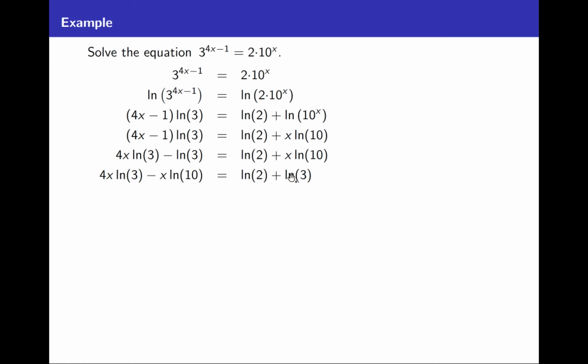Let's get those terms together. We'll subtract an x ln 10 from both sides, and we'll add an ln of 3 to both sides to get this minus ln of 3 over to the other side. And here are our two x terms. To isolate x, just factor an x out of these two terms. So it's on the outside. x times 4 ln of 3 minus ln of 10 equals ln of 2 plus ln of 3.